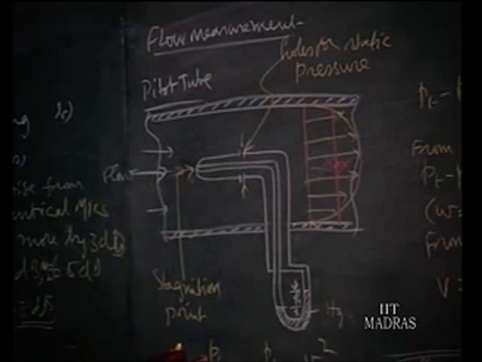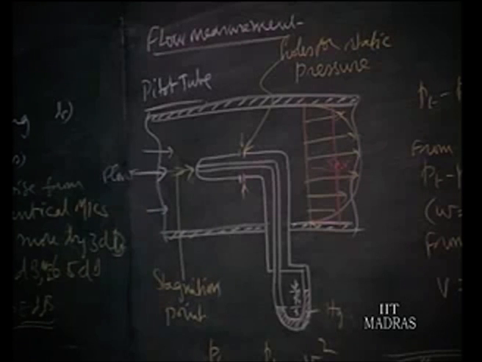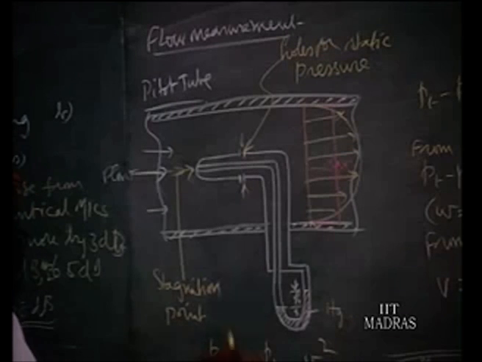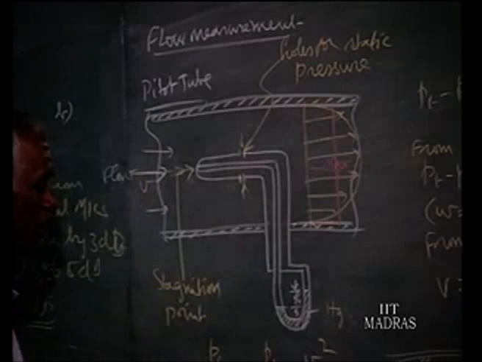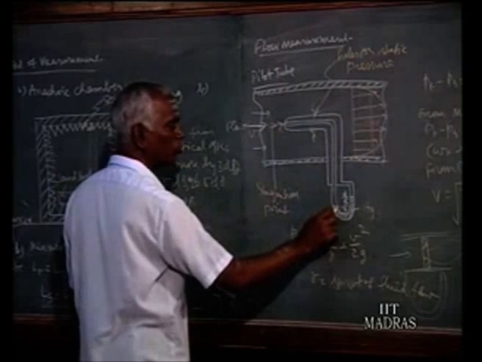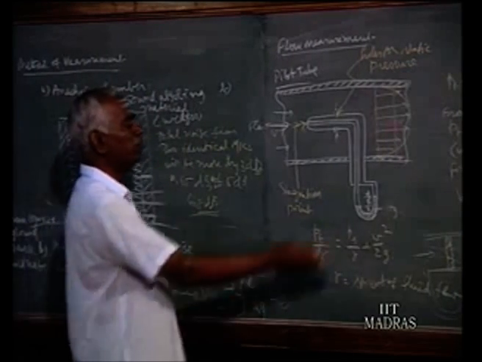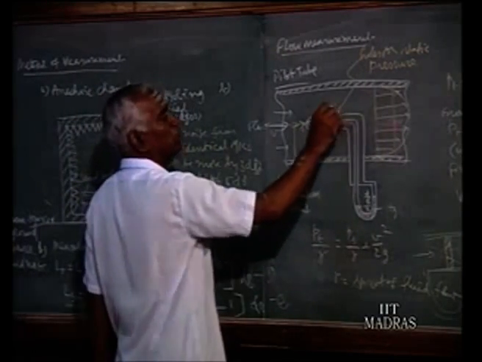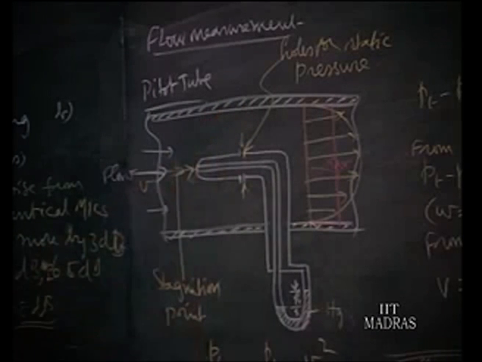So the total pressure Pt by gamma, where gamma is the specific weight of the gas or liquid that flows, that pressure head, is equal to Ps, the static pressure, by gamma plus V squared over 2g, where V is the velocity of the flow. This is the total head available at the stagnation point, which is taken through a tubing to the manometer, where we have a mercury manometer. The other limb of the manometer is connected to the static pressure. This is the static pressure.